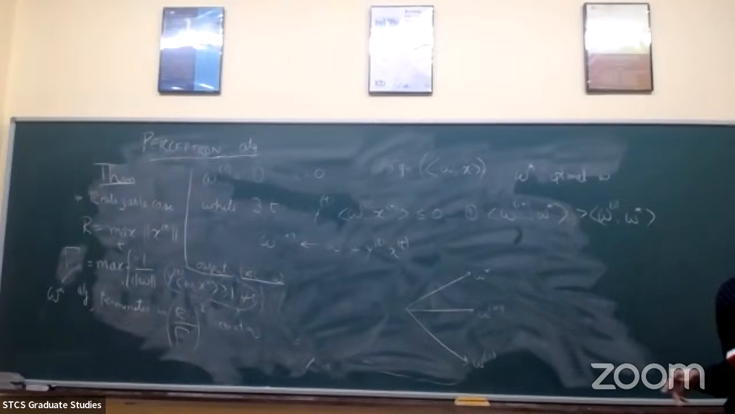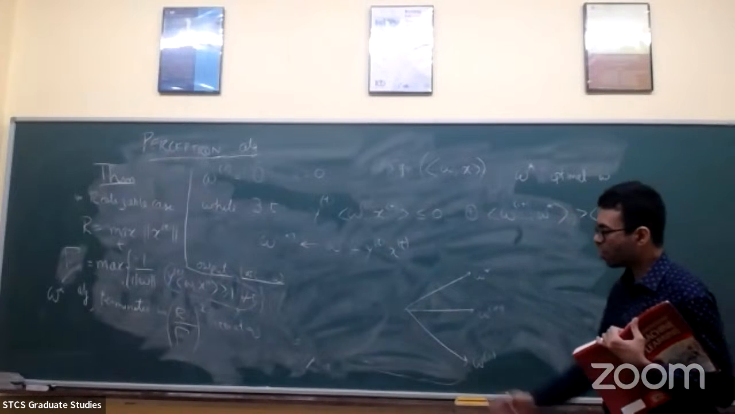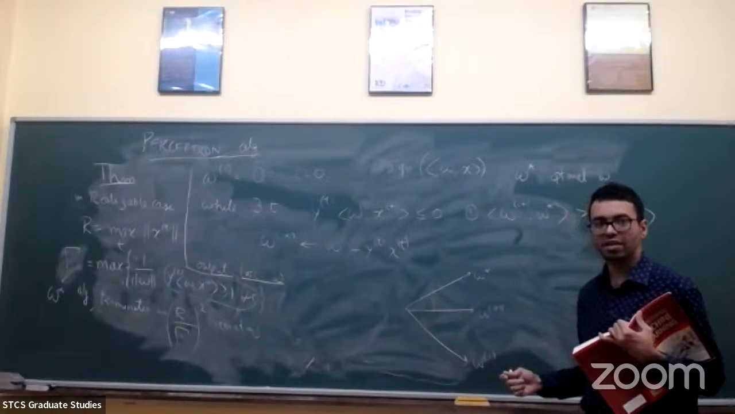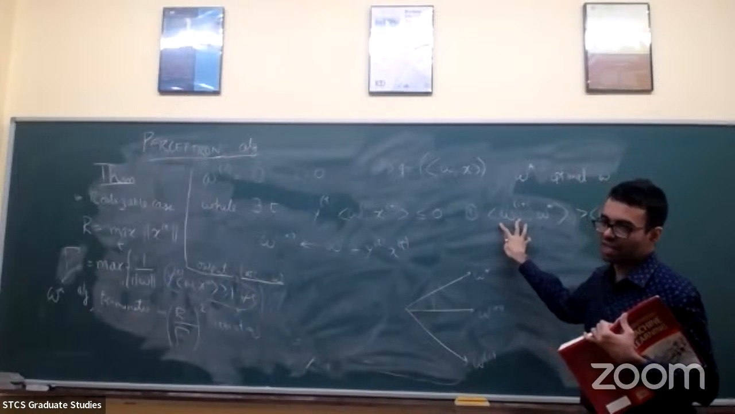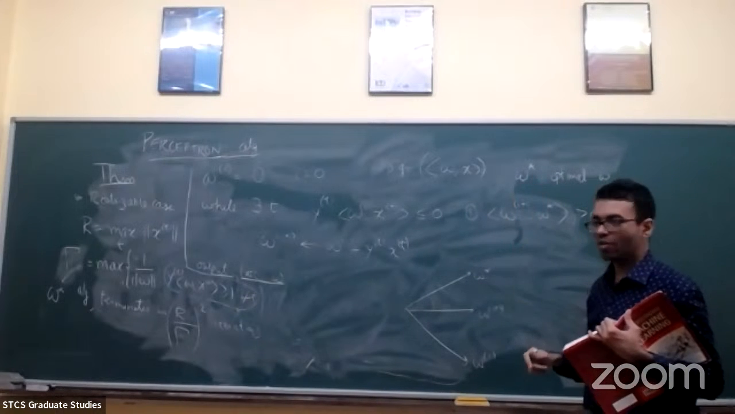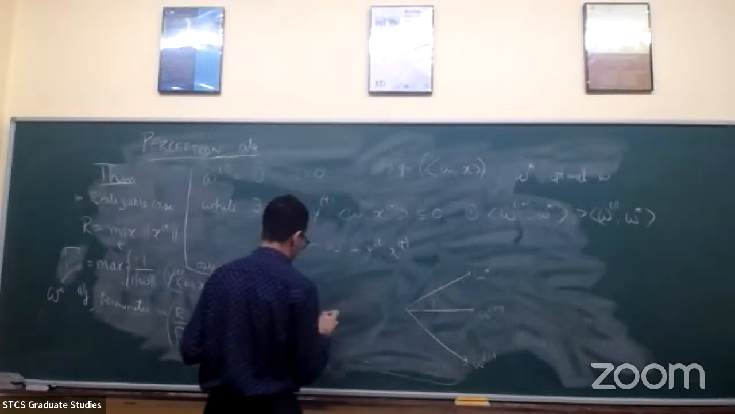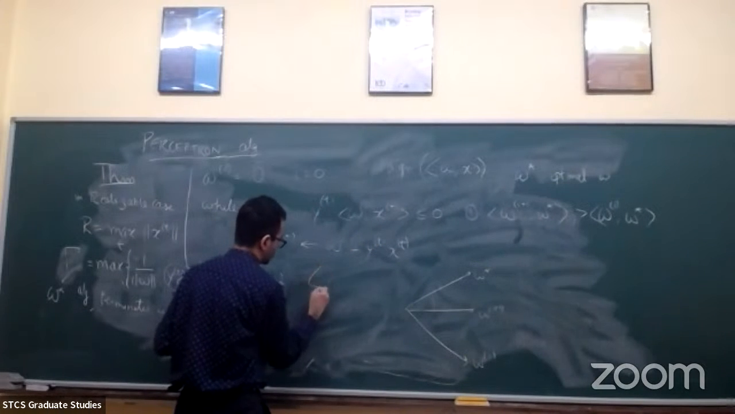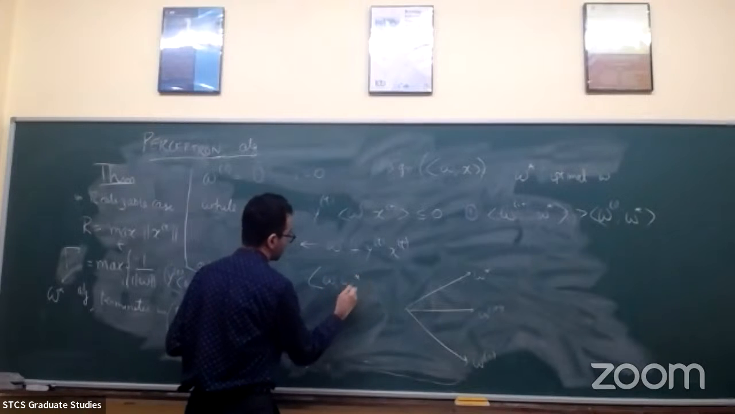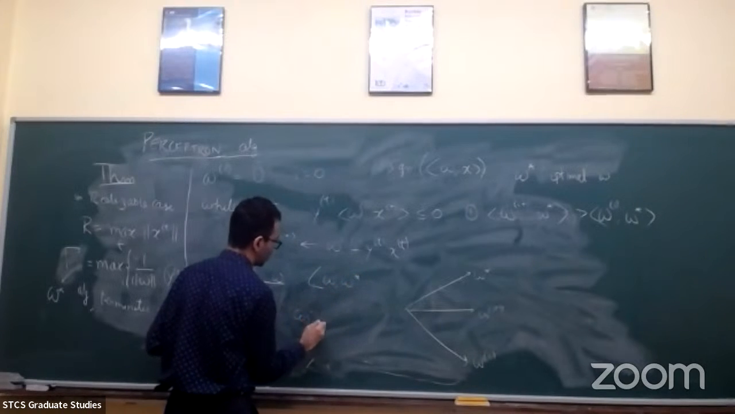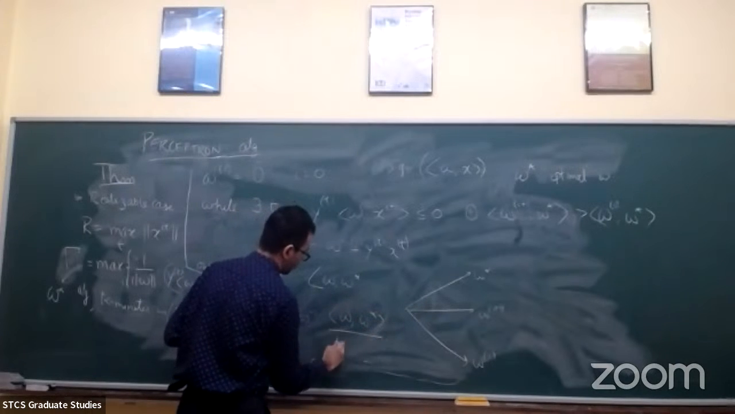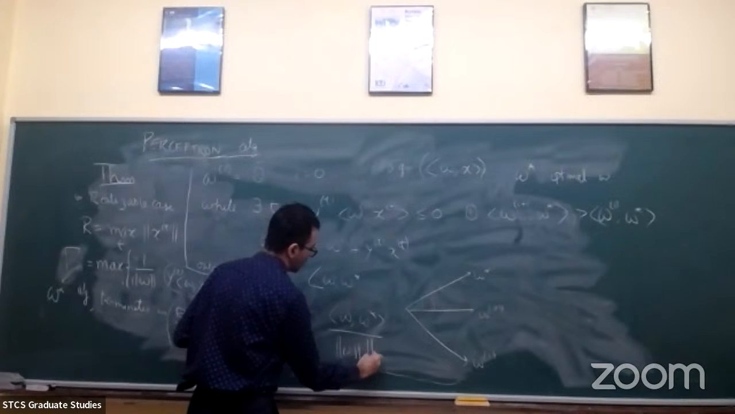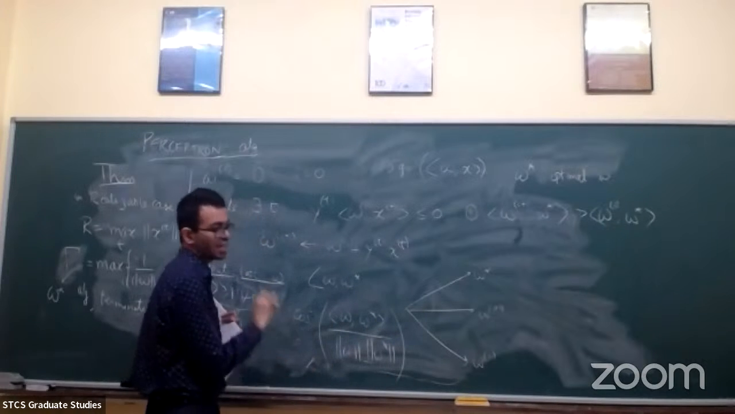Okay, but you have to be slightly careful, because the angle also talks about the norm, right? So maybe my inner product gets better, but my norm has also increased a lot. So remember that the angle between W and W star is the cosine inverse of the inner product of W and W star divided by the norm of W times the norm of W star. That's the angle.